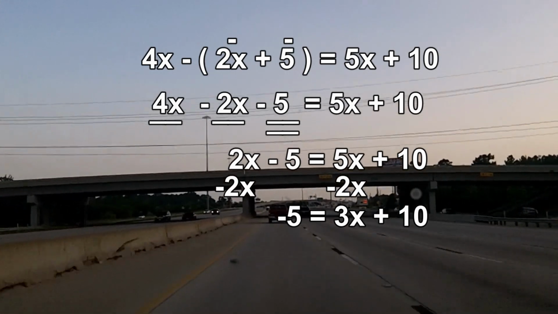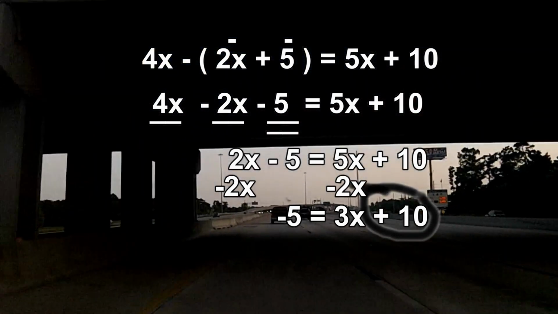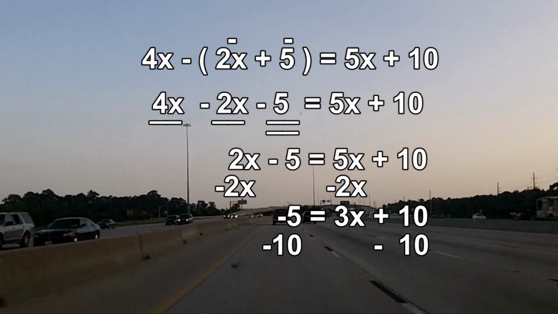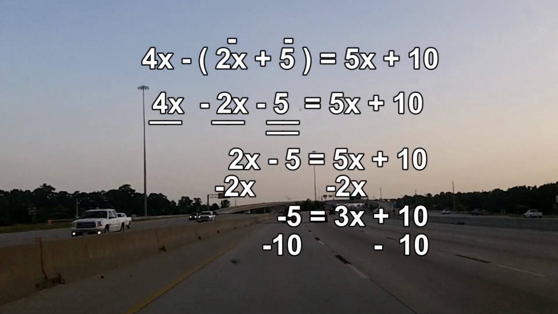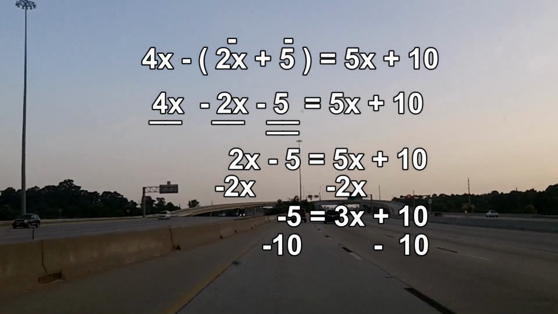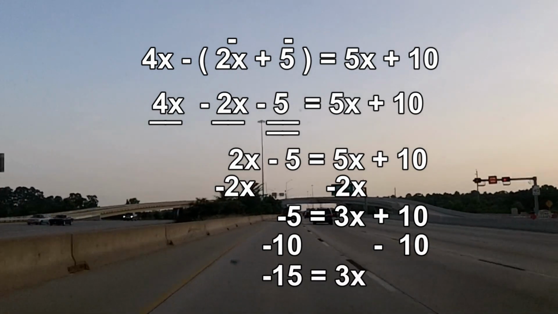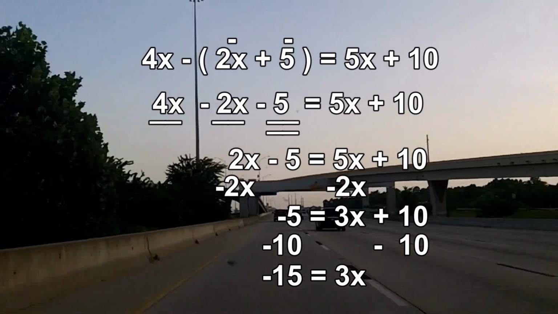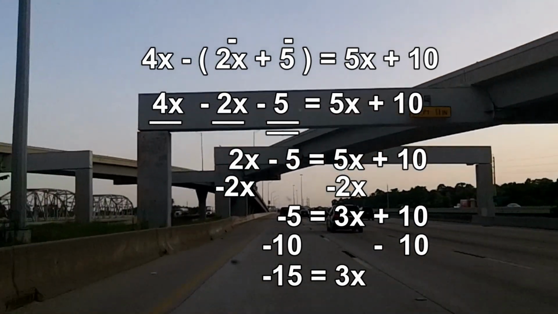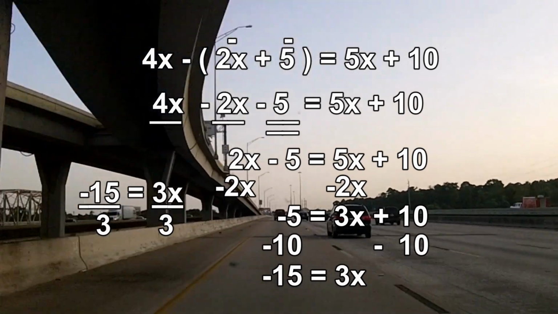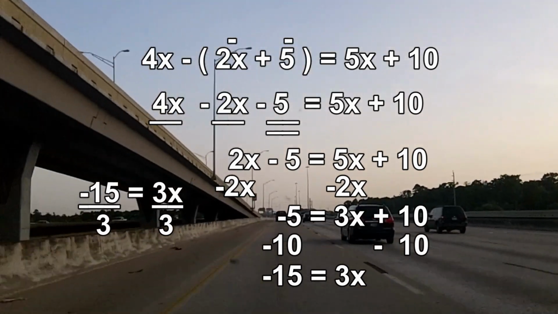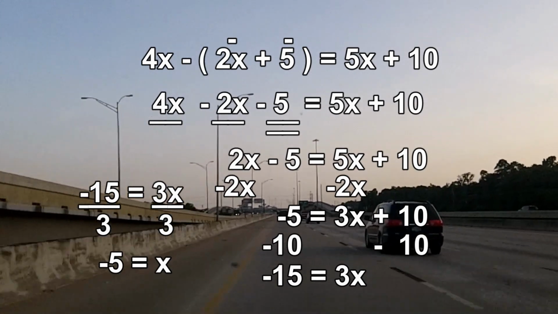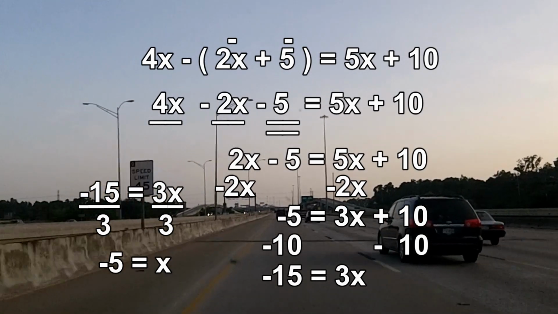Now we need to isolate the variable of 3x by moving the positive 10 to the right. To move the quantity of positive 10, we'll put a negative 10 under the positive 10 and the negative 5. The positive and negative 10 on the right would eliminate, giving us negative 5 minus 10 is negative 15, or negative 15 equal 3x. Now that we have negative 15 equal 3x, we'll divide by the coefficient of 3. Negative 15 divided by 3 would be negative 5. That means our answer, negative 5, would equal the quantity of x.